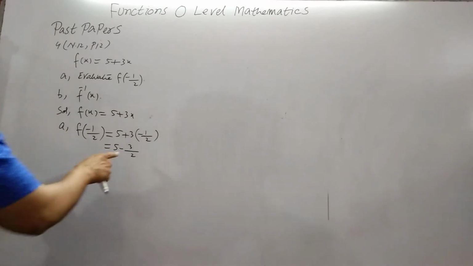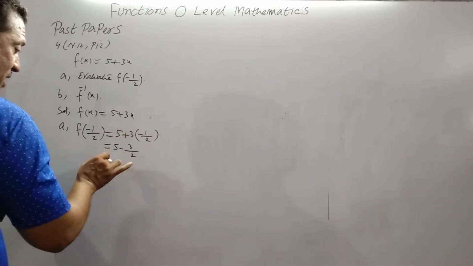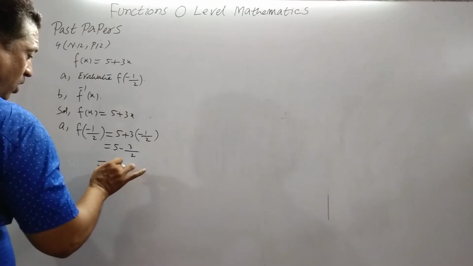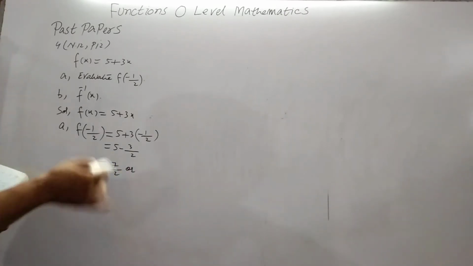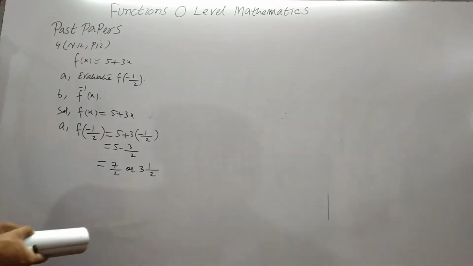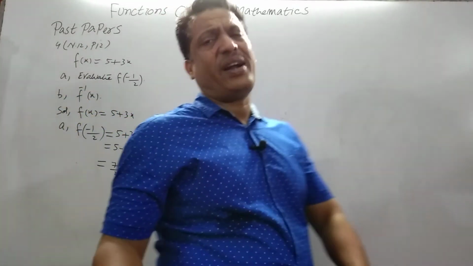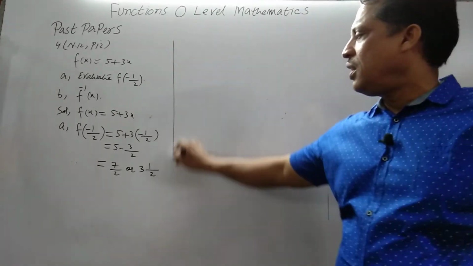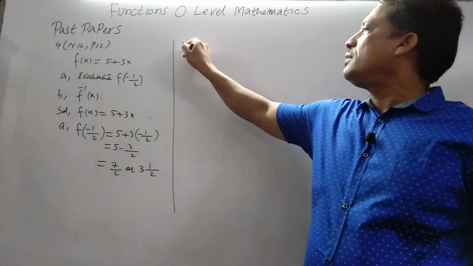The shortcut method is 2 5s are 10, 10 minus 3 is 7 upon 2. Or you can write in the form of mixed number, 2 3s are 6, 1 upon 2. So the answer is 3 whole 1 upon 2, or you can write 7 upon 2. You will get full marks.